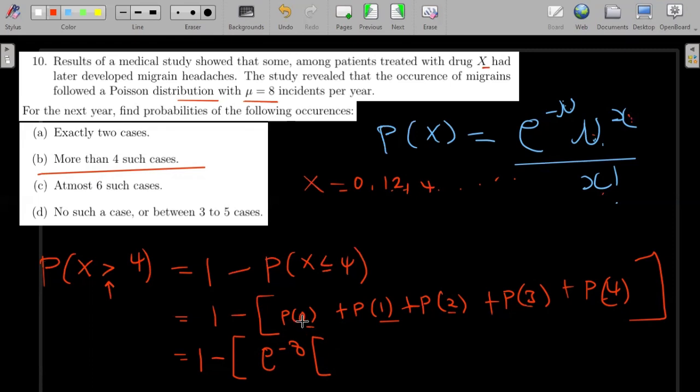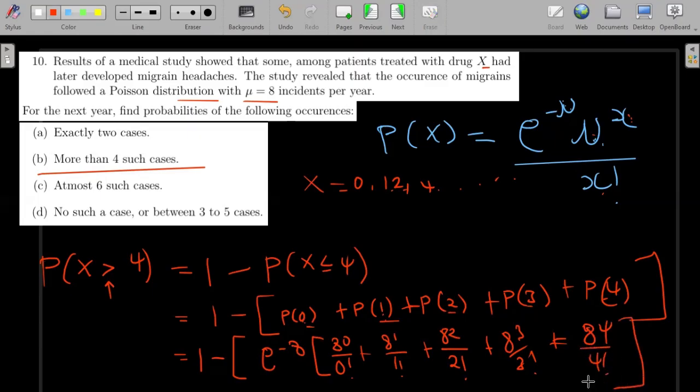So at first it will be 8 to the power 0 divided by 0 factorial, plus if I have 1, 8 to the power 1 divided by 1 factorial, plus if I have 2, 8 to the power 2 divided by 2 factorial, plus 8 to the power 3 divided by 3 factorial, plus 8 to the power 4 divided by 4 factorial. So this is what I have. So what is remaining is to simplify this expression.